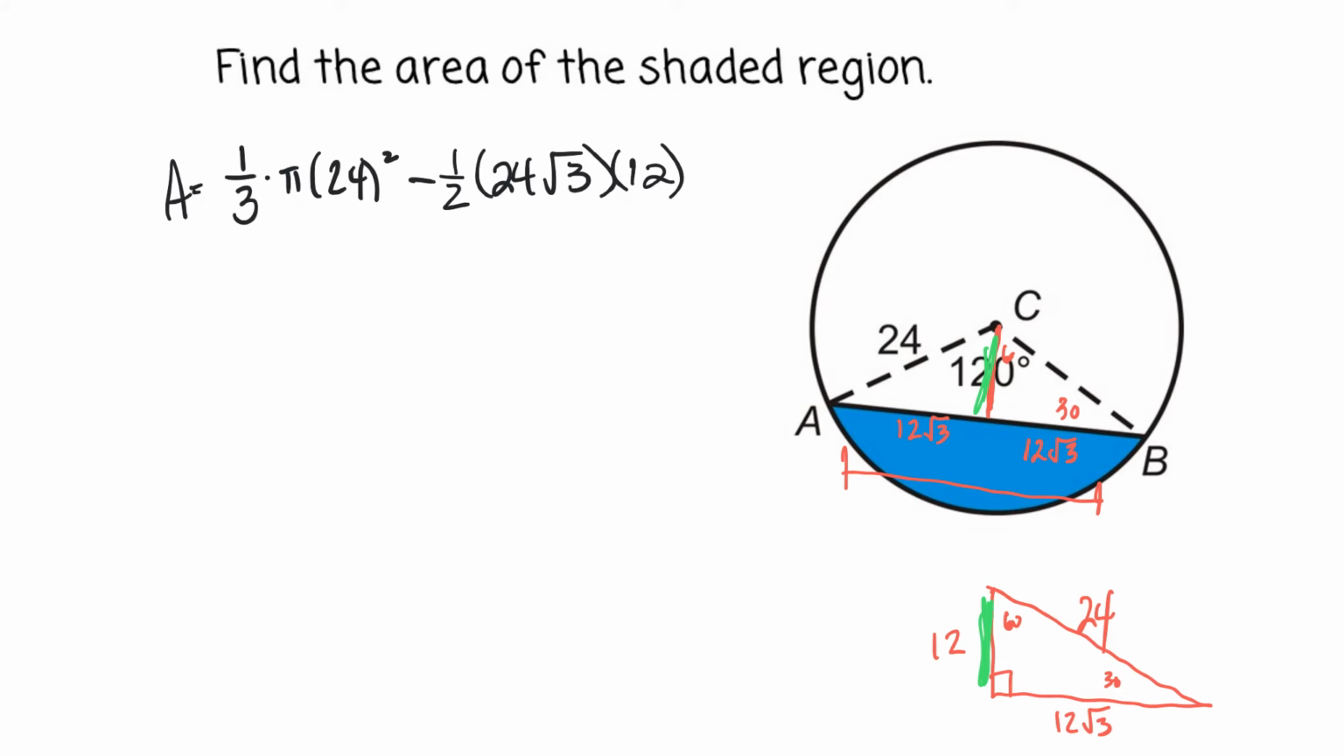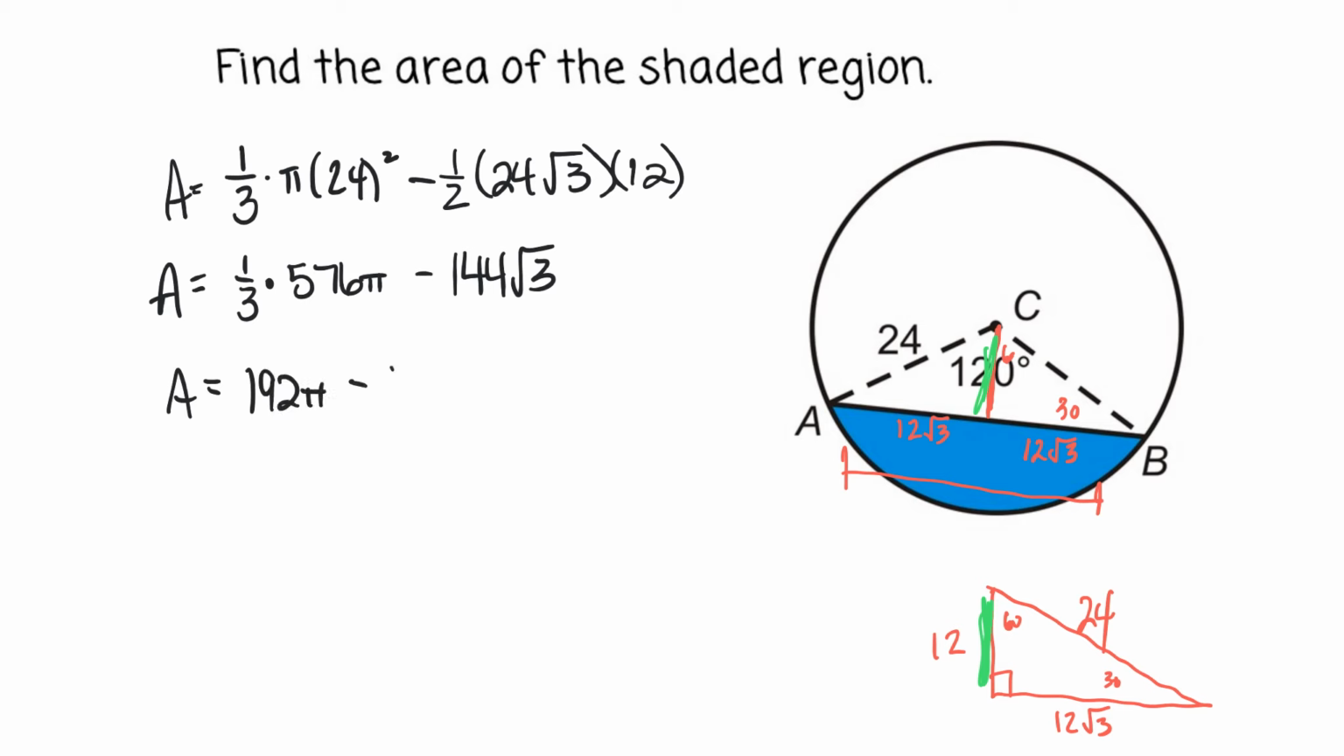So let's go ahead and try to clean this up a little bit and simplify some things. So area equals, I'm going to have 1/3 times 24 squared is 576 pi minus, let's see, half of 24 is 12, and 12 times 12 is 144 radical 3. So the nice thing is 576 is divisible by 3, so that simplifies to 192 pi minus 144 radical 3. And again, we can leave it as square units. That's as simplified as it can be.